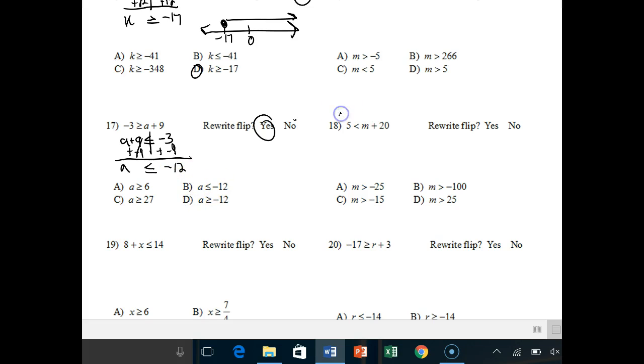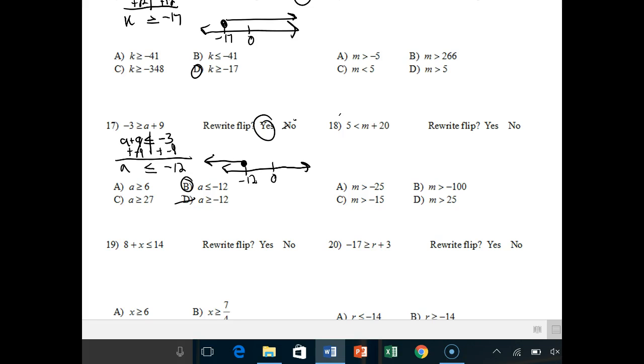And be very careful, right? I almost circled D there, but that's wrong because that's greater than or equal to. B is your right answer. Draw your graph. 0 goes right here, -12 goes right here. A closed circle pointed to the left. So everything less than or equal to -12 would be a solution. So -12, -13, -14, -15, etc.